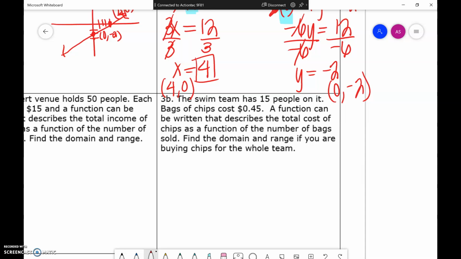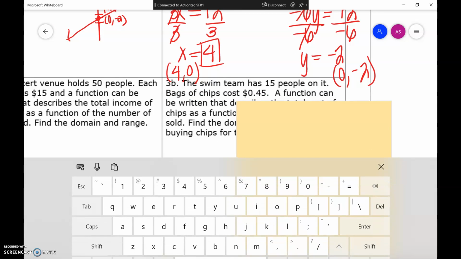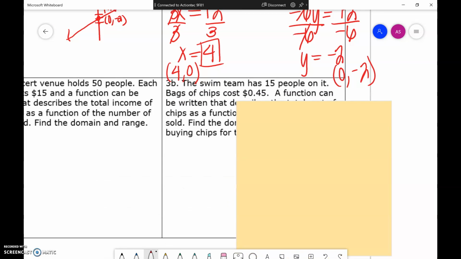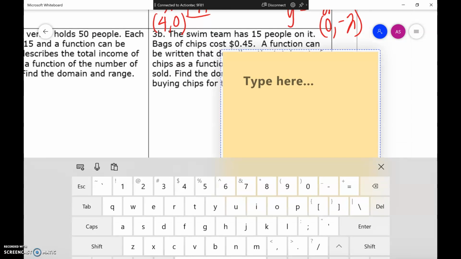Okay, so they want us to find a domain and range. We know that domain, excuse me. How do I get rid of that? Okay, let's exit out of that.